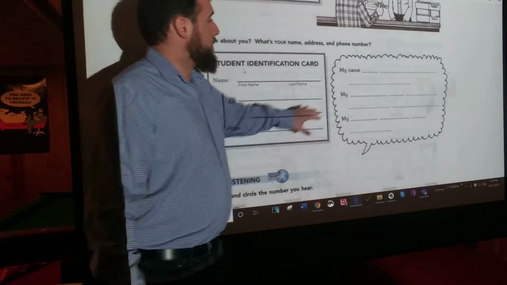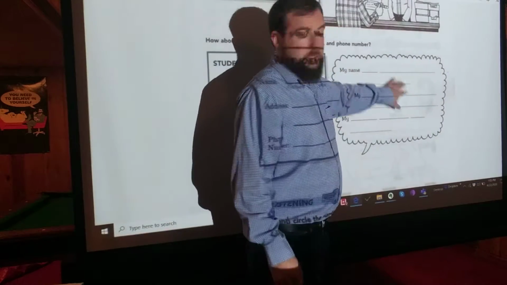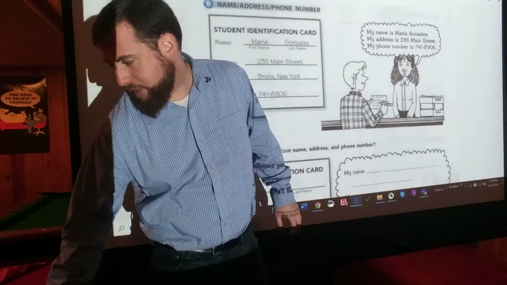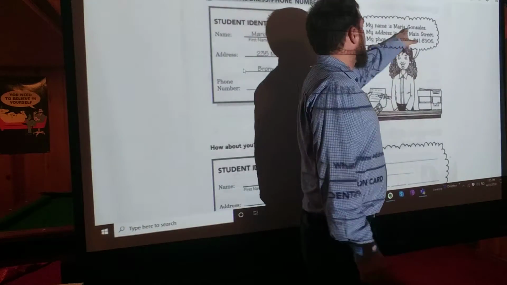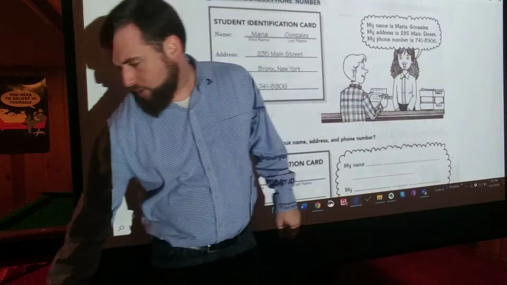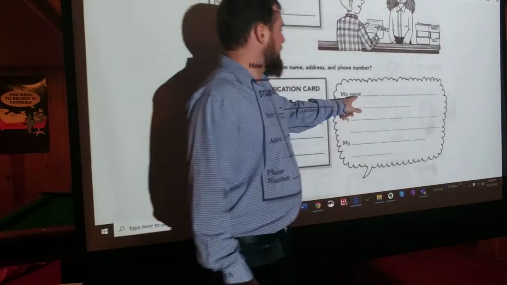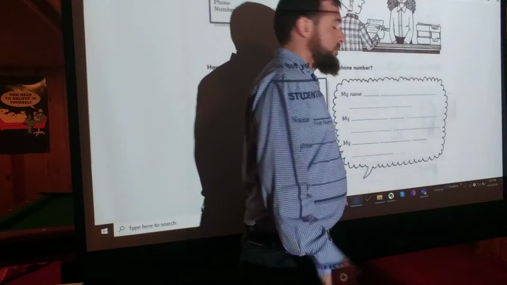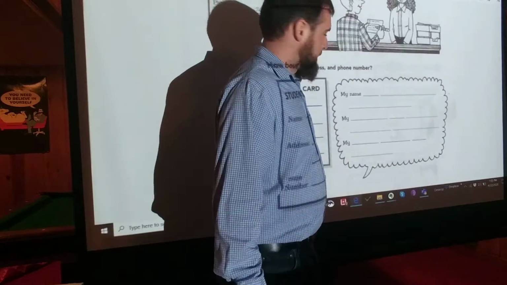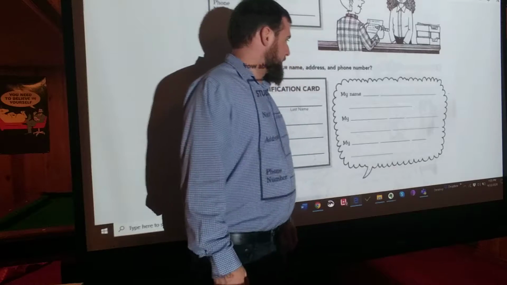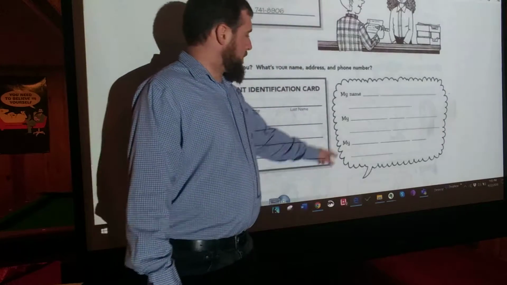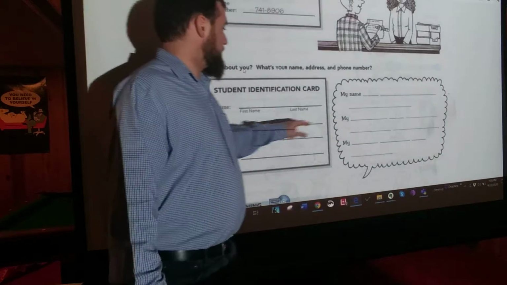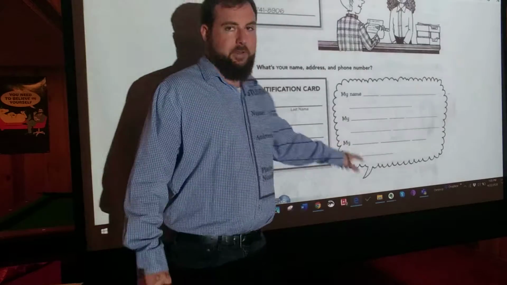Okay? Then over here, you're going to write the sentences just like she wrote up here. She said, my name is Maria Gonzalez. You are going to come down here and write, my name is, and then your name, you know? Okay? Same for address, my address, same for phone number, my phone number.